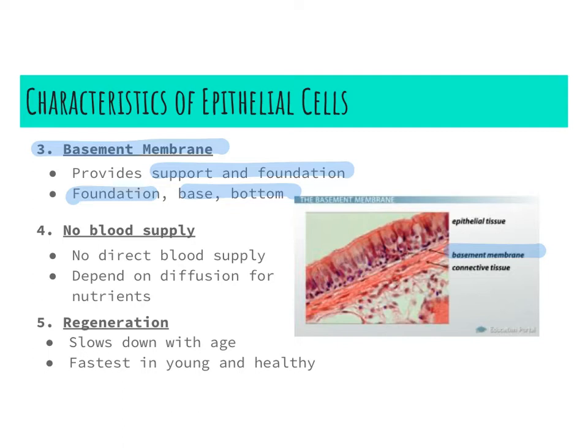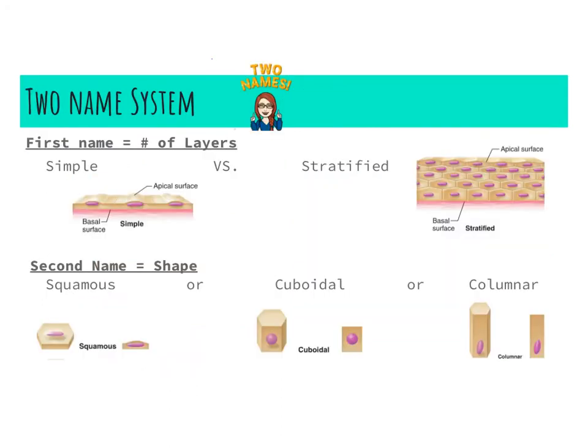Epithelial tissues have no direct blood supply. So the only way they can get nutrients is that they depend on diffusion from the cells below them. And then the last characteristic of epithelial cells is that they can regenerate. This regeneration process replaces dead or damaged epithelial cells. This replacement does slow down with age. It's fastest in young and healthy individuals.